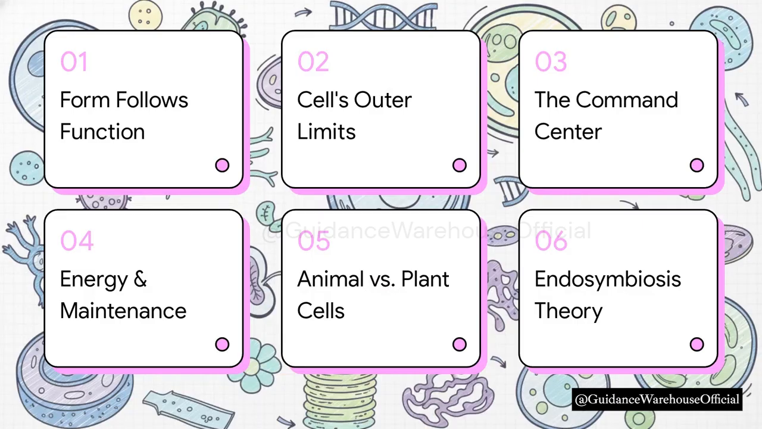Here's the roadmap for today's explainer. We'll start off with form follows function, then push into the cell's outer limits and head straight for the command center. After that, we'll check on energy and maintenance, draw the battle lines in animal versus plant cells, and finally, we'll wrap up with a wild twist, the endosymbiosis theory. Let's get right into it.